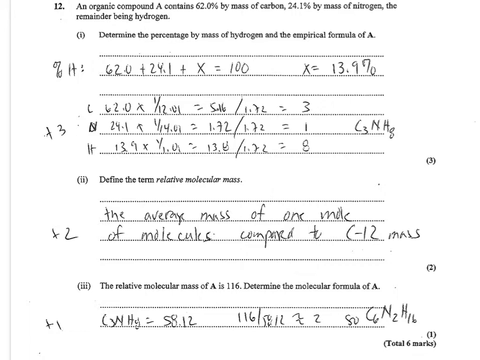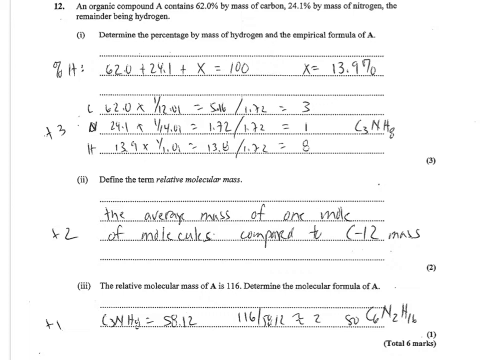And so then I divide each one by my lowest molar amount, which was the nitrogen, 1.72. And that's where I get the whole numbers 3, 1, and 8, or an empirical formula of C3NH8. To find the term relative molecular mass, they were looking for a couple things there. First of all, you have to know it's an average mass of 1 mole of molecules, and then the term relative means compared to something, and in this case, it's compared to carbon-12's mass.